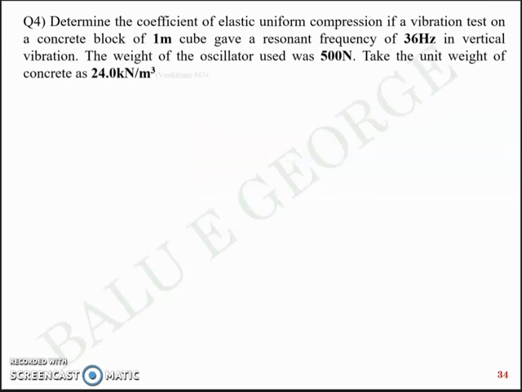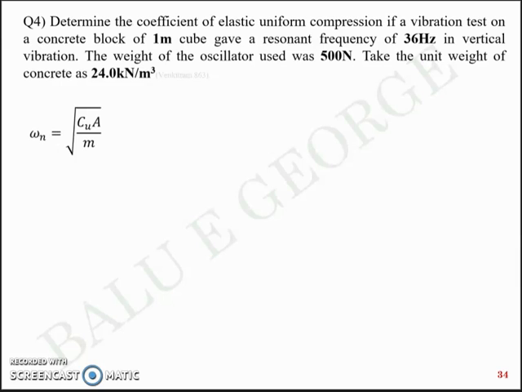Now the next question, you have to determine the coefficient of elastic uniform compression of a vibration test on a concrete block of 1 meter cube giving a resonant frequency of 36 Hz in vertical vibration. The weight of the oscillator used was 500 Newton. You can take the unit weight of concrete as 24 kilonewton per meter cube. Now, even if it's not given in the question, you can assume the unit weight of concrete to be somewhere around 24 and 25 kilonewton per meter cube.